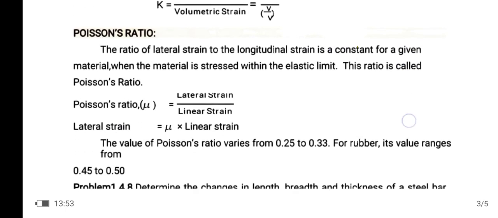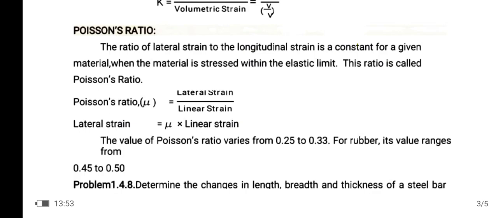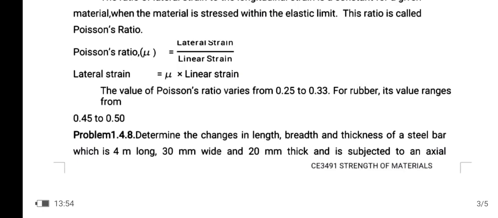Then next, Poisson ratio. The ratio of lateral strain to the longitudinal strain is a constant for a given material when the material is stressed within the elastic limit. This ratio is called Poisson ratio. The Poisson ratio mu is equal to lateral strain divided by linear strain. Therefore, lateral strain is equal to Poisson ratio mu into linear strain. The value of Poisson ratio varies from 0.25 to 0.33. For rubber, its value ranges from 0.45 to 0.5.